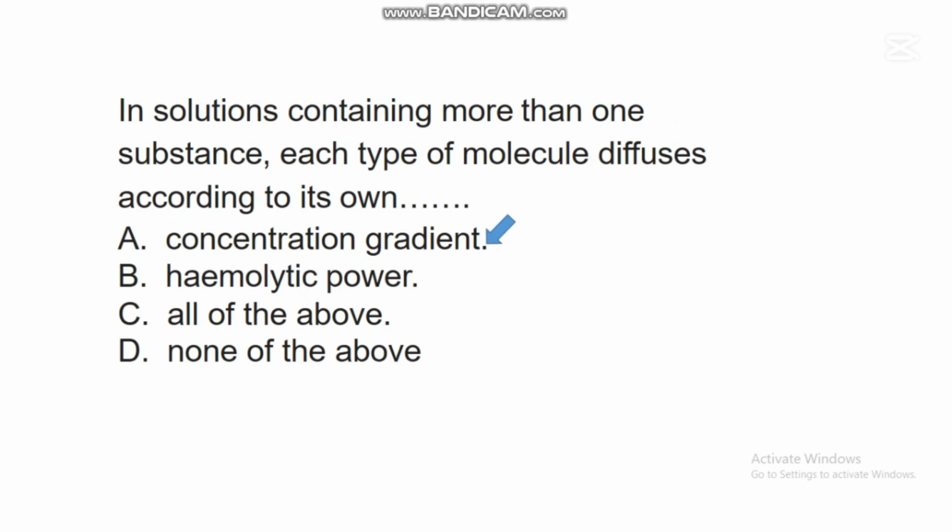Concentration gradient. So, in solutions containing more than one substance, each of the molecules in those solutions diffuses according to its own concentration gradient, independent of the entire diffusion. Studies have shown that the higher the concentration gradient, the higher the rate of diffusion. So concentration gradient is one of the factors that affects the rate of diffusion seriously.